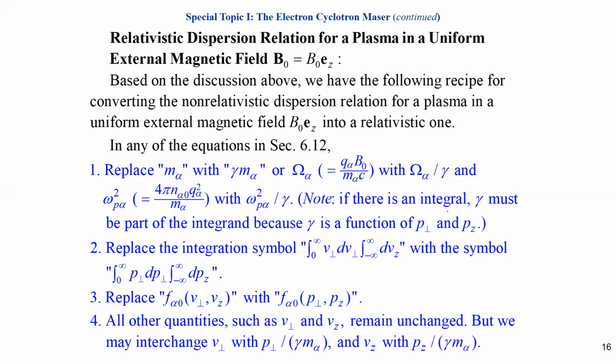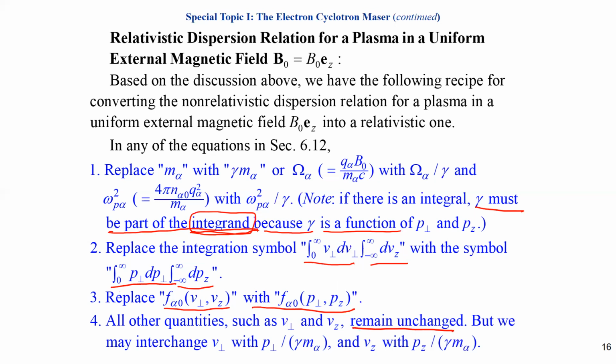Gamma must be part of the integrand because gamma is a function of p. Gamma cannot be taken out directly; gamma must be inside the integrand factor. Replace the integration symbol with a symbol here. Replace this one with this one. All other quantities, such as V perpendicular, VZ, remain unchanged. Because we may interchange V perpendicular with V, we just interchange this one. Okay, looks good.